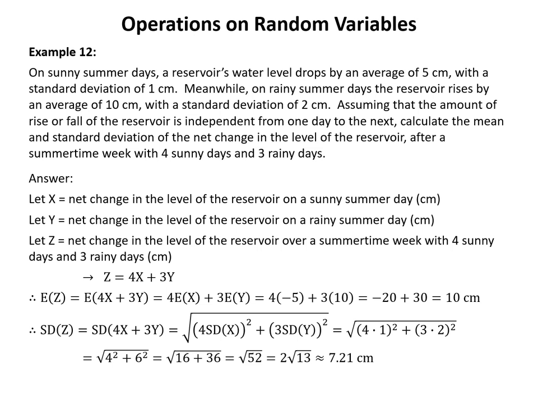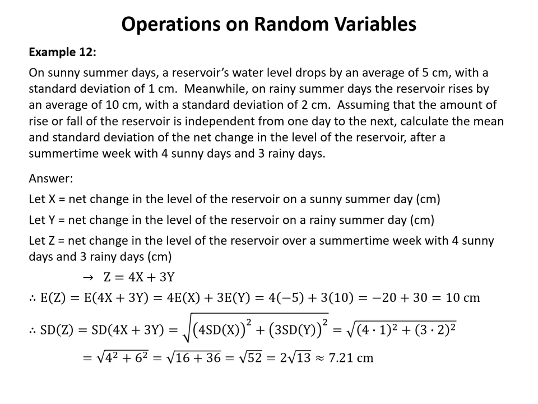The expected value of z would equal the expected value of 4x plus 3y, which equals 4 times the expected value of x plus 3 times the expected value of y, which equals 4 times minus 5 plus 3 times 10 equals minus 20 plus 30, which finally equals 10 centimeters.